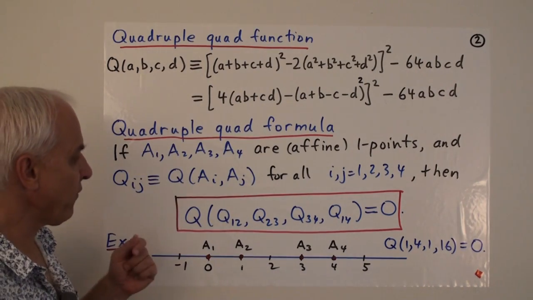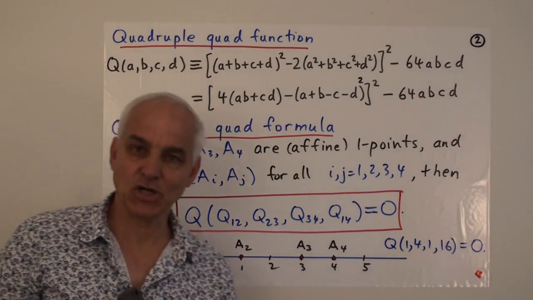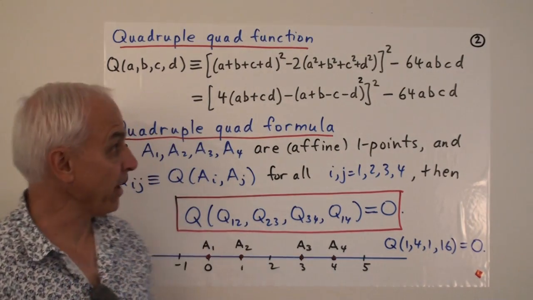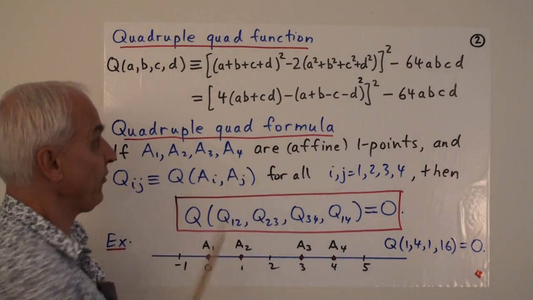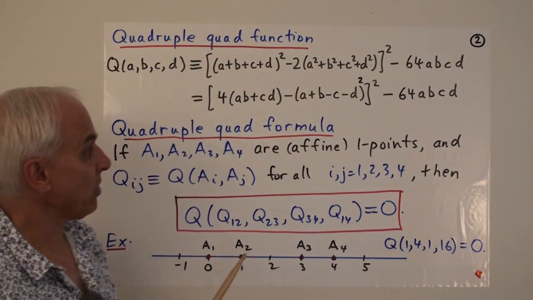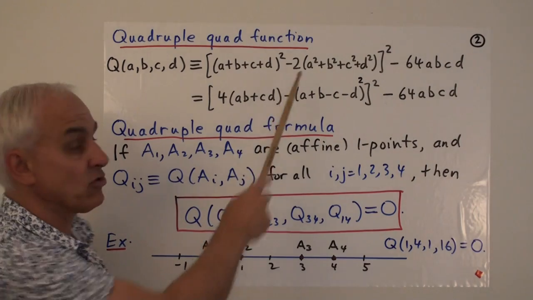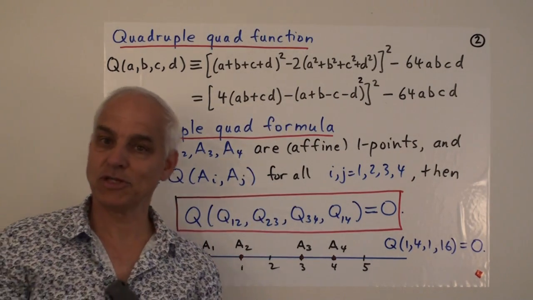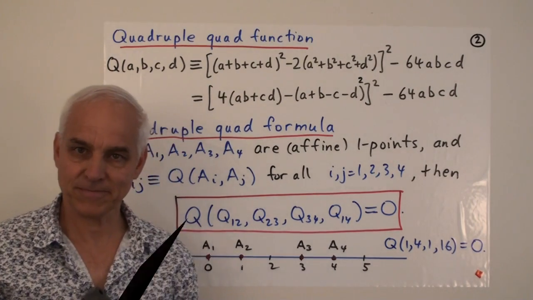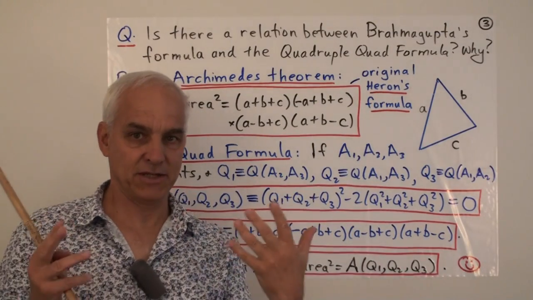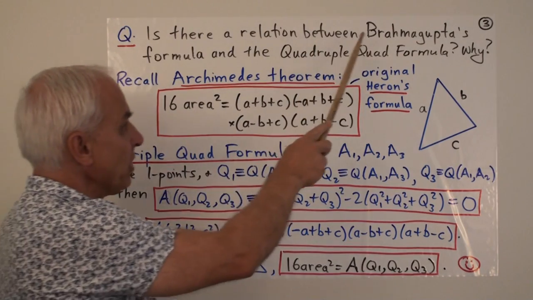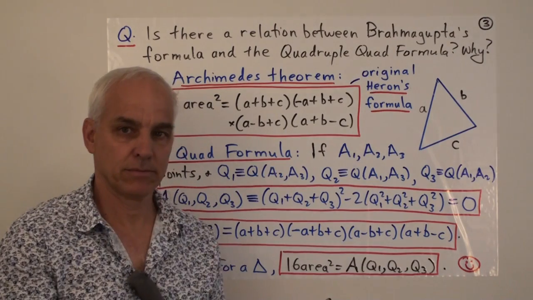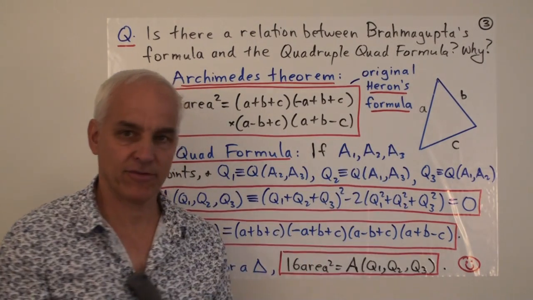That's the quadruple quad formula, which is a direct generalization of the triple quad formula, valid for 3 points. But it's more complicated. We have more variables. The formula is a little bit more complicated, and we are also going up in degree. This is now a degree 4 expression, as opposed to a degree 2 expression for the triple quad formula. So what we're interested in is putting these two things together and asking, is there a relation between Brahmagupta's formula and the quadruple quad formula? And why might this be the case?